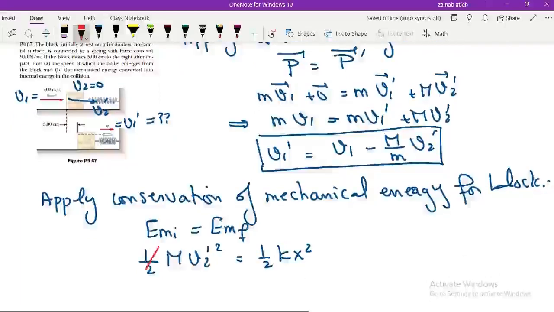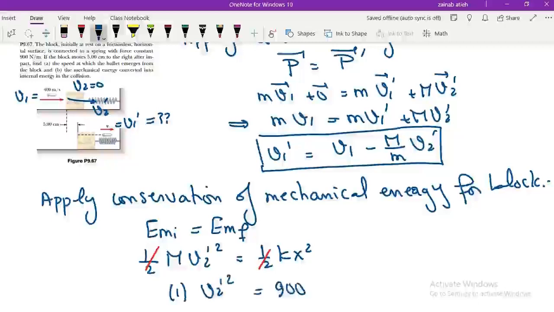Half with half is cancelled. I have the mass of the block, which was given to be 1 kilogram, so it's 1. I'm searching for V2 prime squared. K was given to be 900. X is the compression, 5 centimeters, so it's 5 times 10 to the power minus 2, squared. I calculated V2 prime, and it turned out to be 1.5 meters per second. So I found V2 prime.